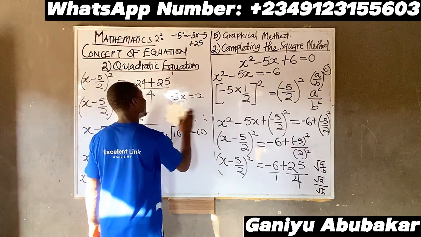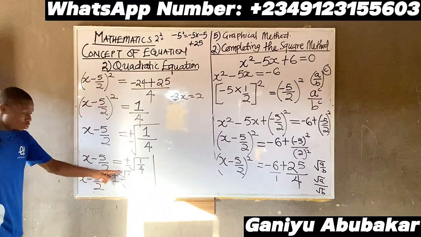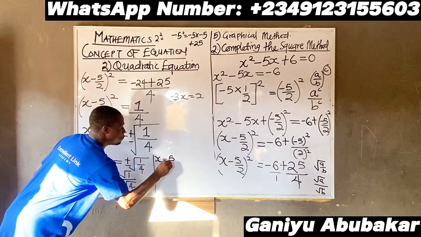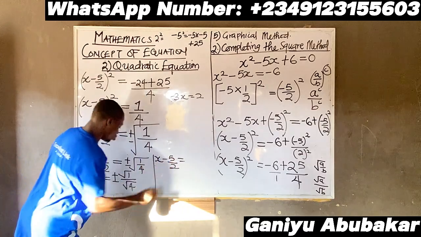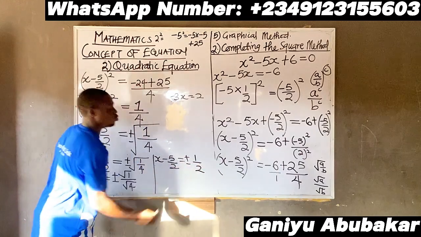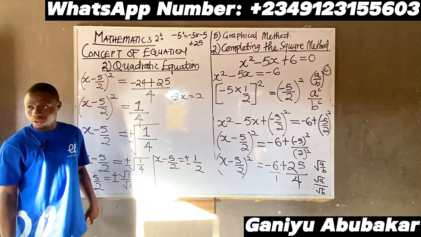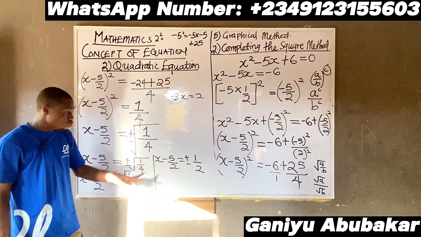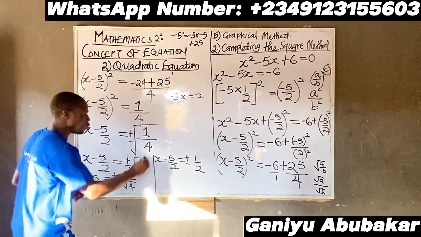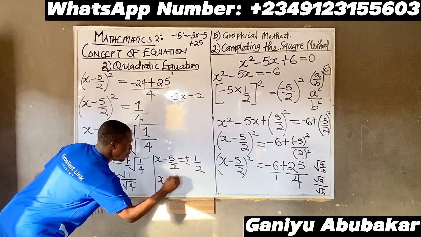Anyways, you get better with time. So root 1 is 1. So I have x plus 5 over 2 equal to plus or minus 1 over 2. So bring this plus 5 over 2 here. What's my goal? To find x now. So this 5 over 2 is disturbing me, so I'll move it here. That gives you x equal to what?